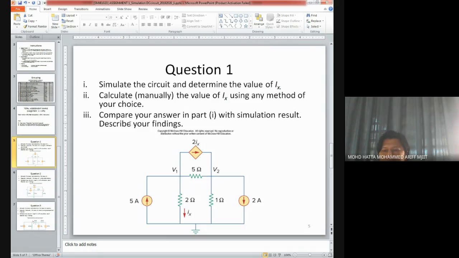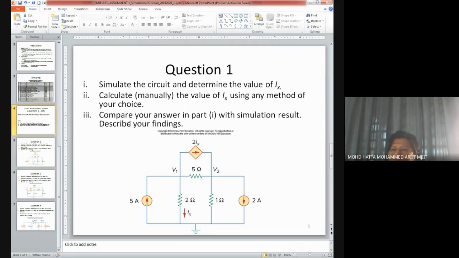So you need to describe your finding. Please, just about one sentence, a statement. If both answers are the same, then it is easy. Maybe you can say, both simulation result and manual calculation give the same answer. Maybe that should be enough.